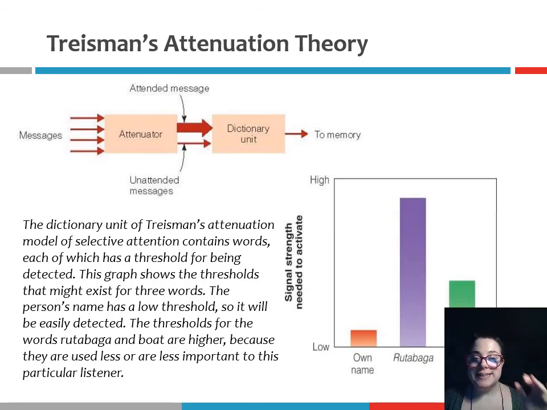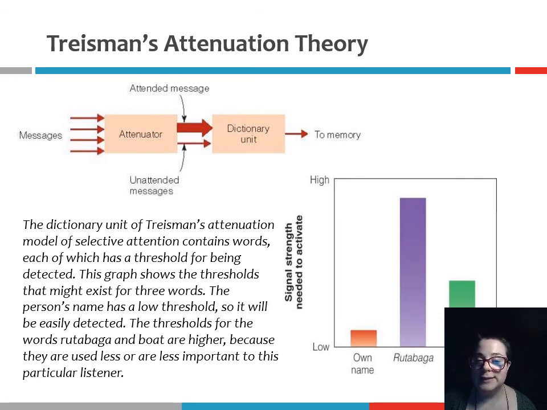Okay, so this is basically just reiterating what I was talking about before. Again, the dictionary unit is going to associate a particular threshold with all of the words that we've been exposed to in our memory. Words that are personally significant to us, such as our name, are going to have very, very low thresholds of activation, meaning that even when they pass through the filter at a very weak signal, our attentional system is going to be able to detect them.